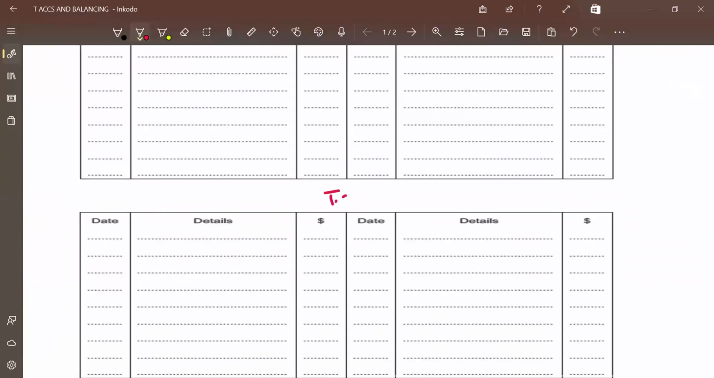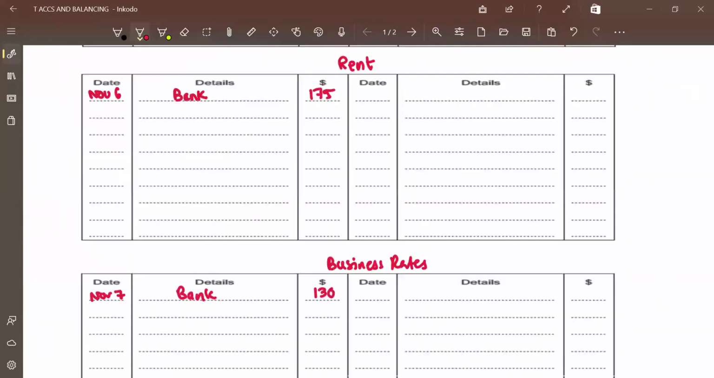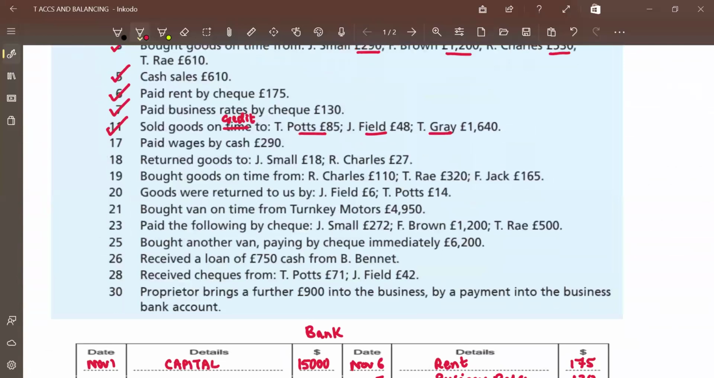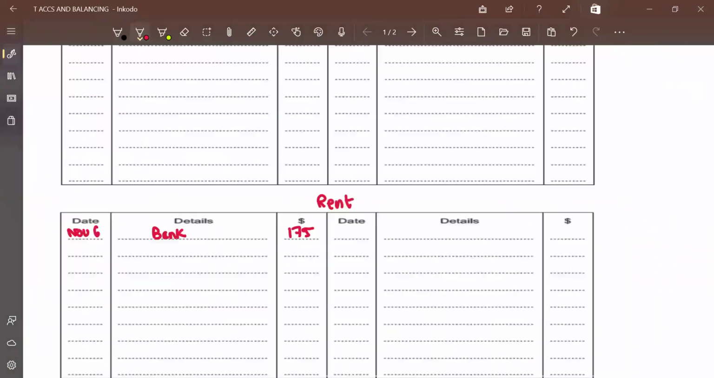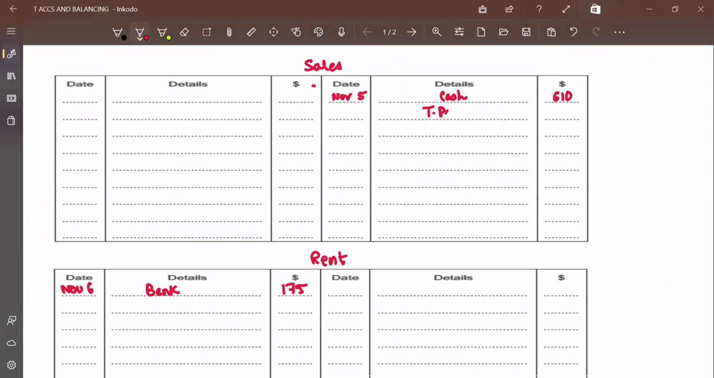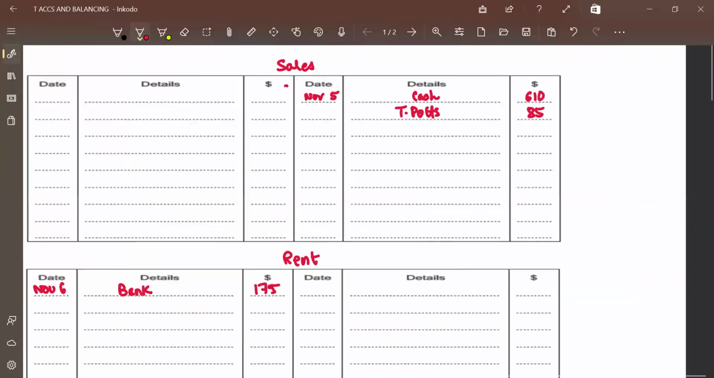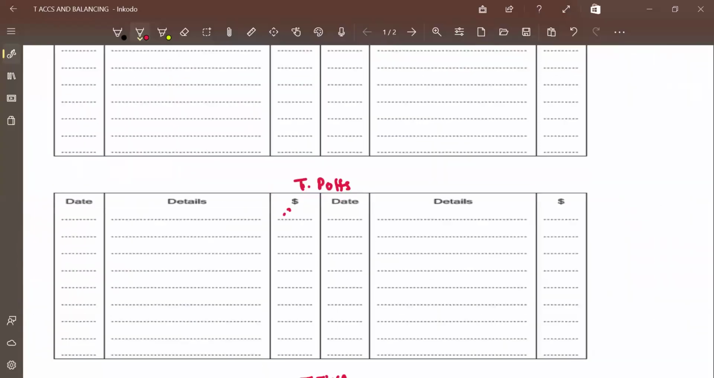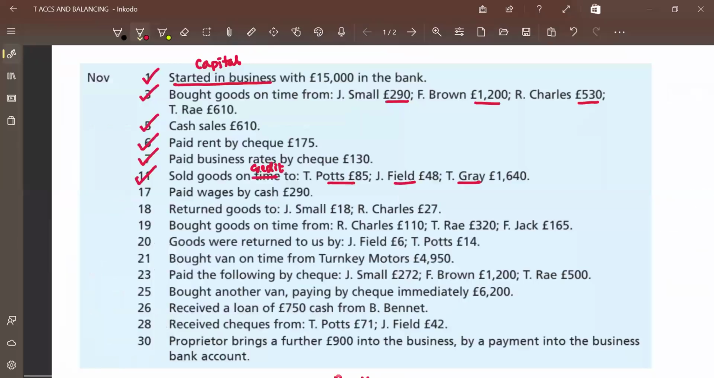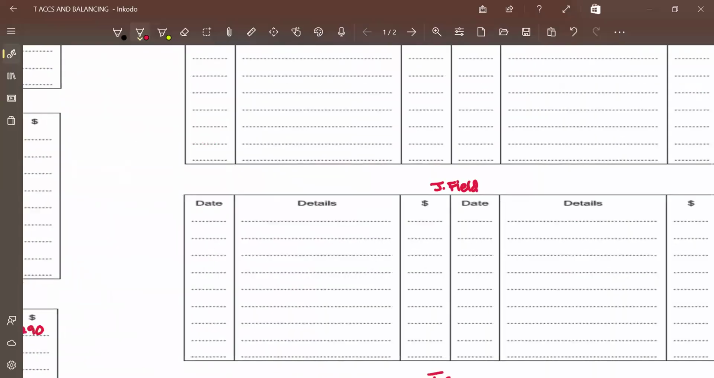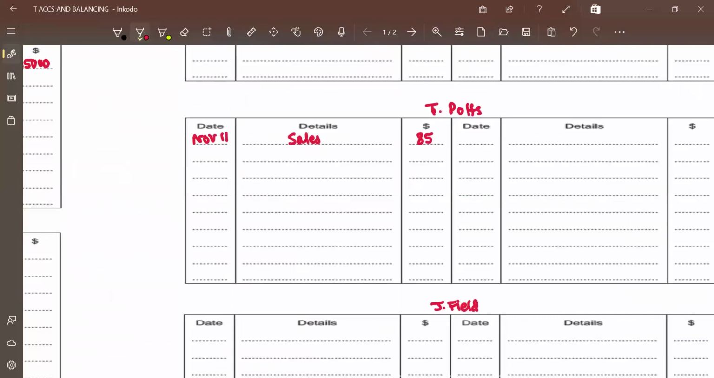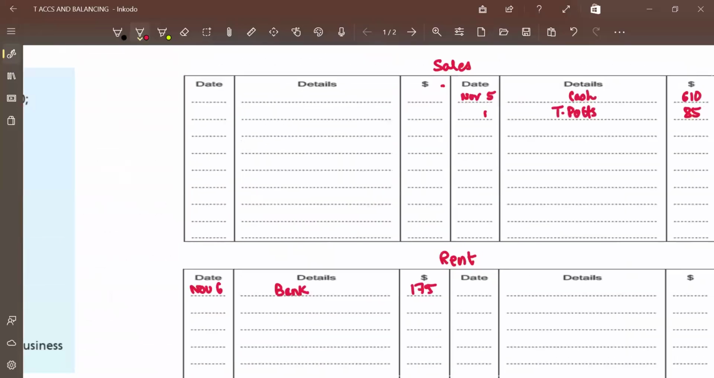Now I'll enter these transactions separately for you. Let's start off with Teapots. It's $85 sales to Teapots. So sales are always credited. Teapots, the amount is $85. You'll go to Teapot's account. You will debit him. Why? Because this is an amount that your customer owes you. You've delivered goods to him worth $85, but you have not taken the money from him yet. You write down sales, and the date has to be November 11th. So it's on the 11th of November that these transactions took place. In the sales account, write down 11.